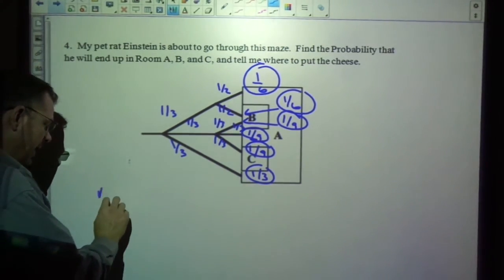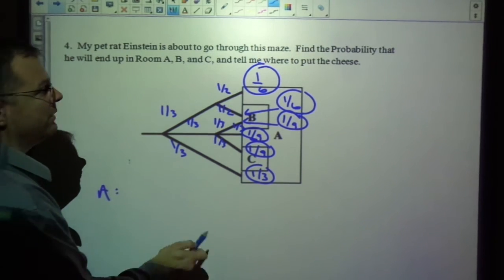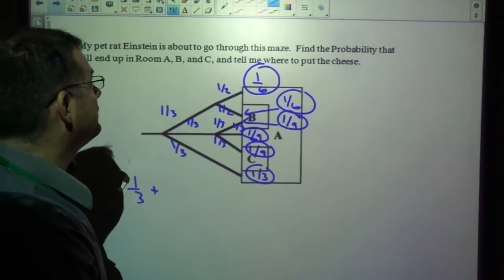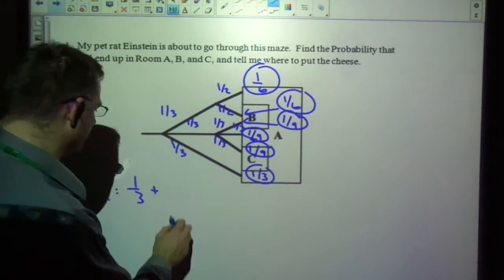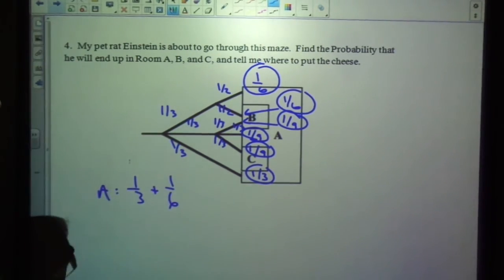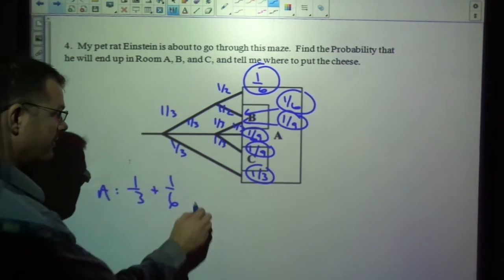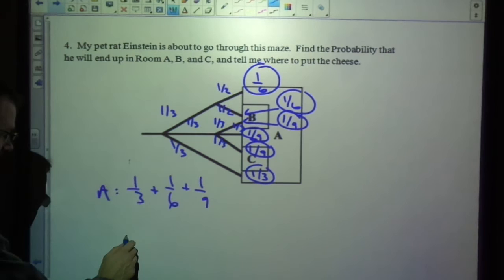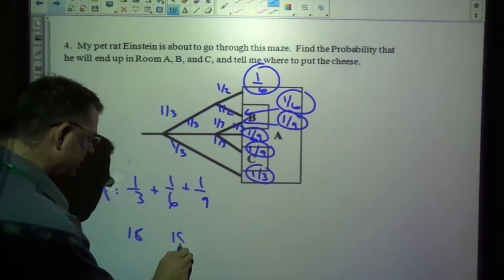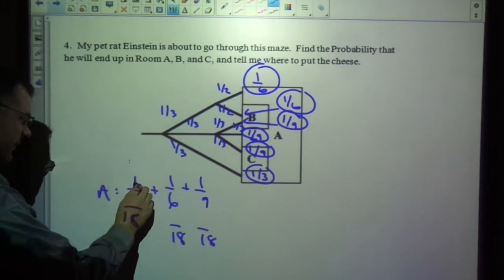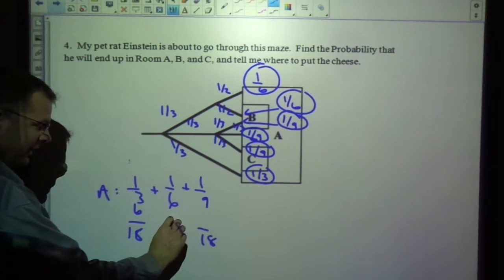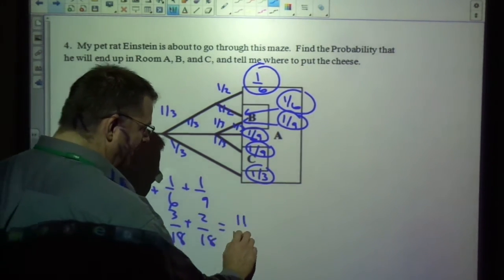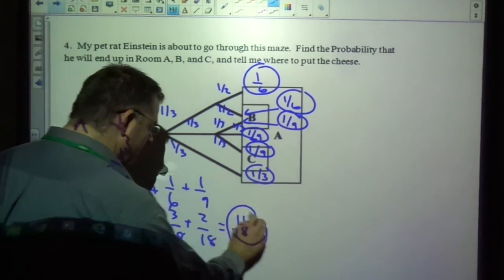Now, for A, we've got this 1/3 down here, we've got this 1/6 up here, and we've got this 1/9 in the middle. And we need a common denominator for those. How about 18ths? This changes to be times 6, times 3, times 2. Add those together, we get 11 out of 18.